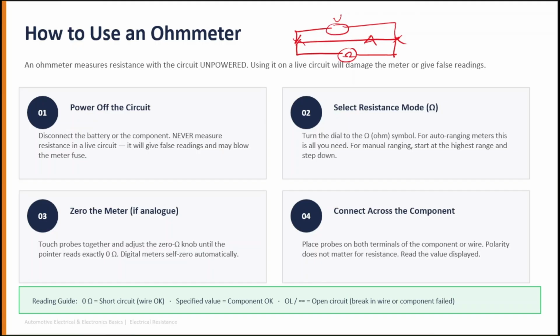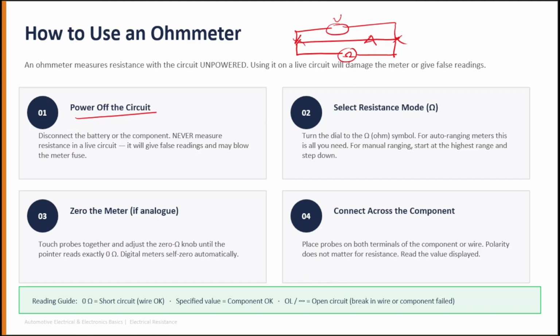A few things. First of all, you have to power off the circuit. Why do we have to power off the circuit? When we are measuring resistance, the ohm meter or multimeter uses a small current to measure the resistance. This will create an issue in the circuit. Hence, make sure that it is powered off before measuring resistance, always. The fuse may blow, or the multimeter may get damaged.